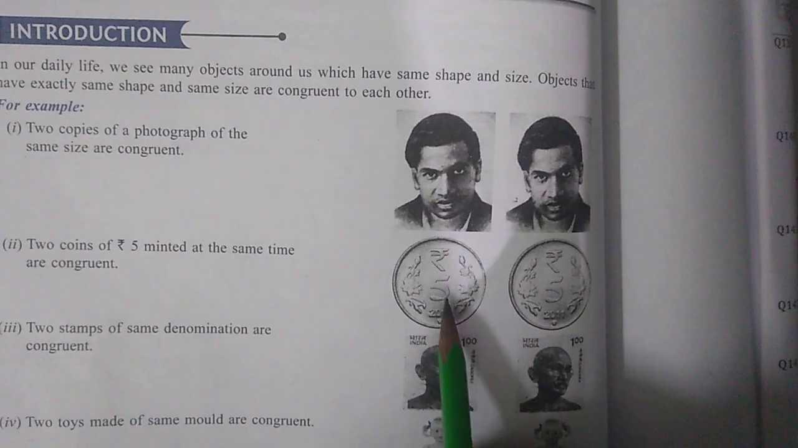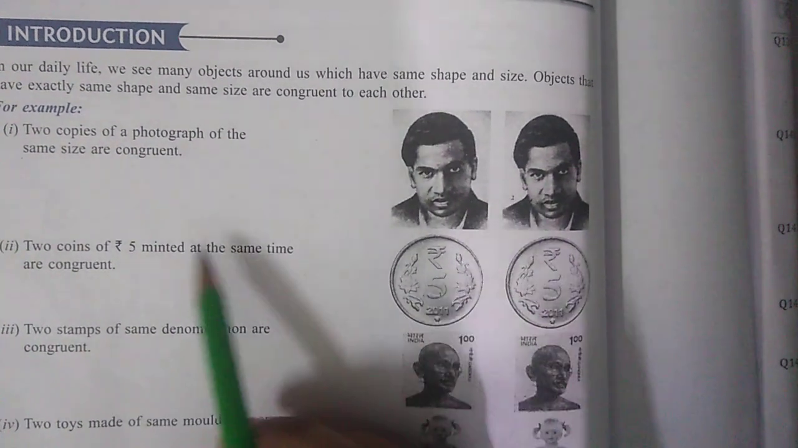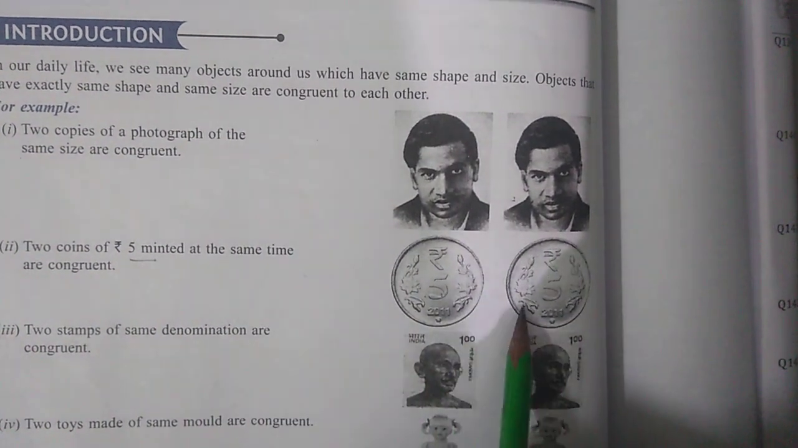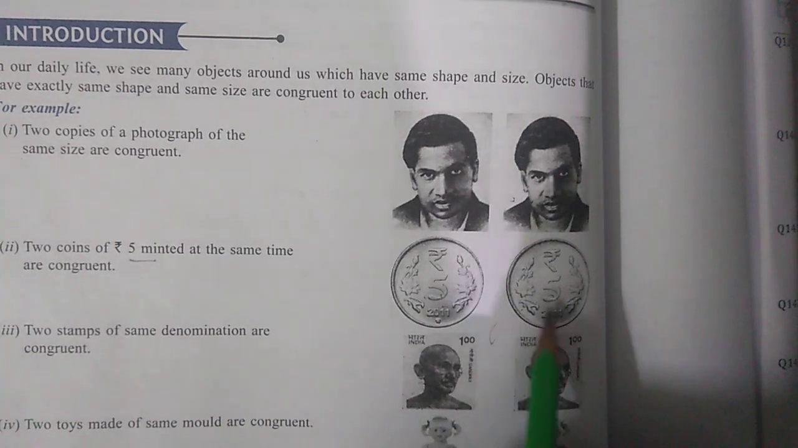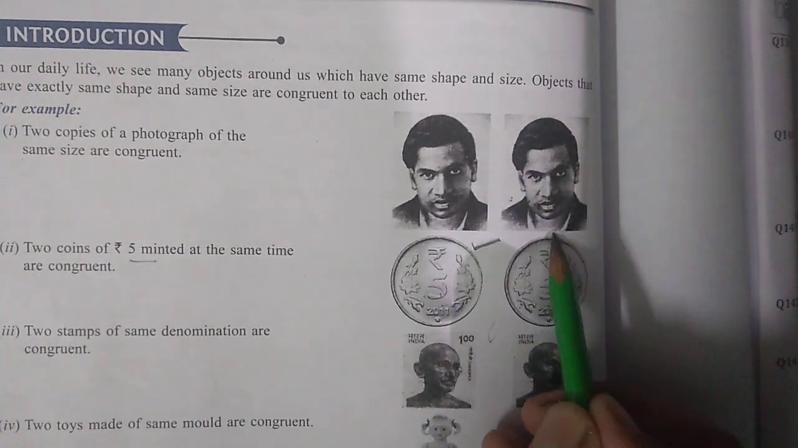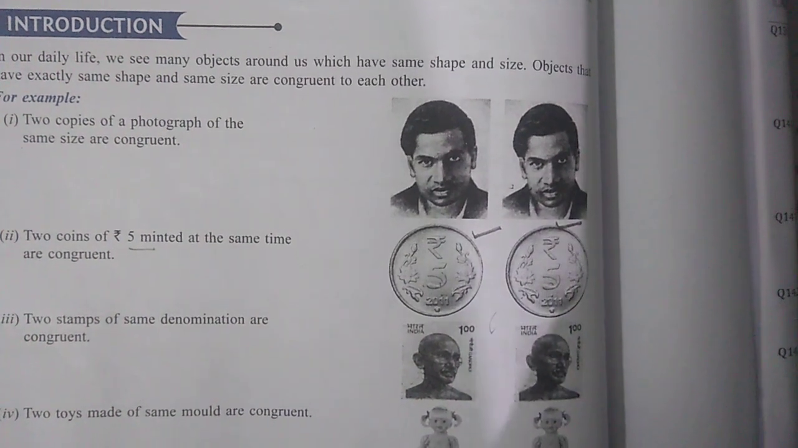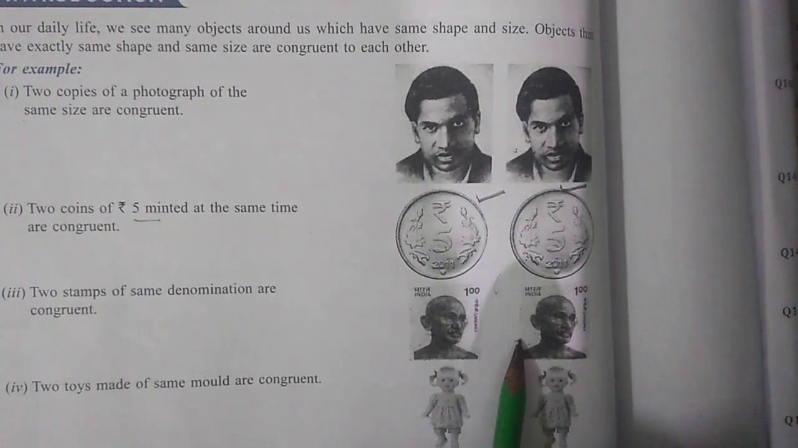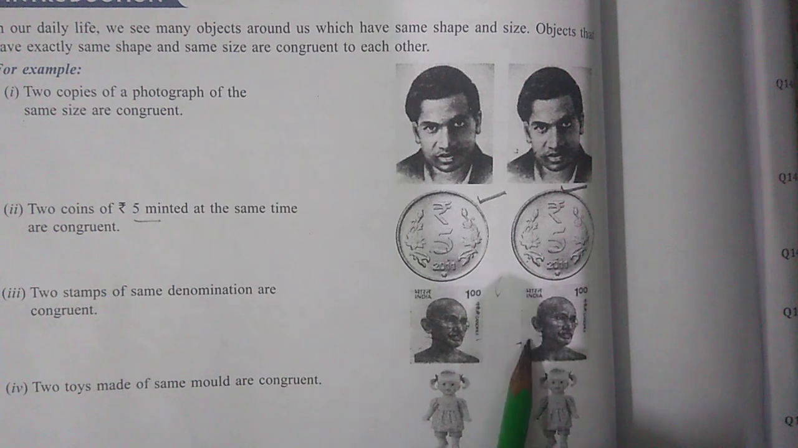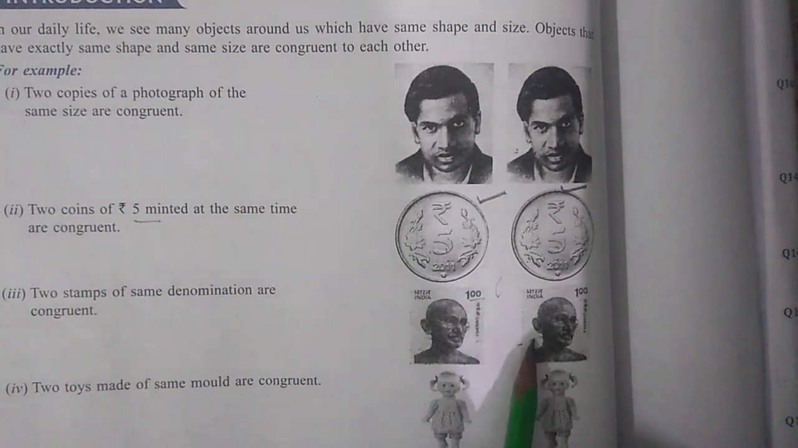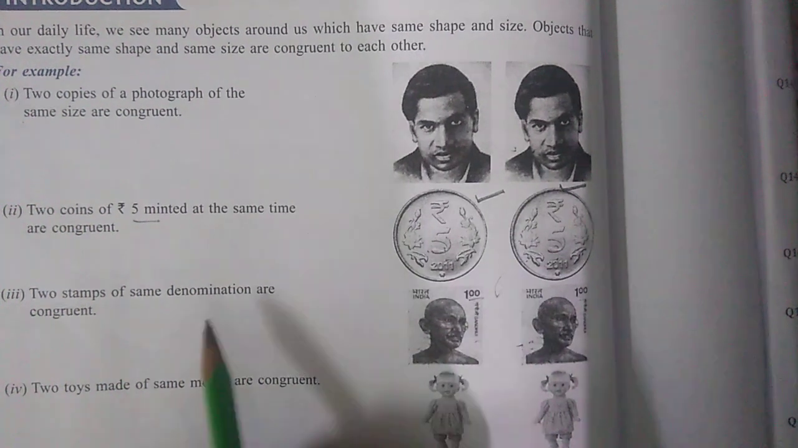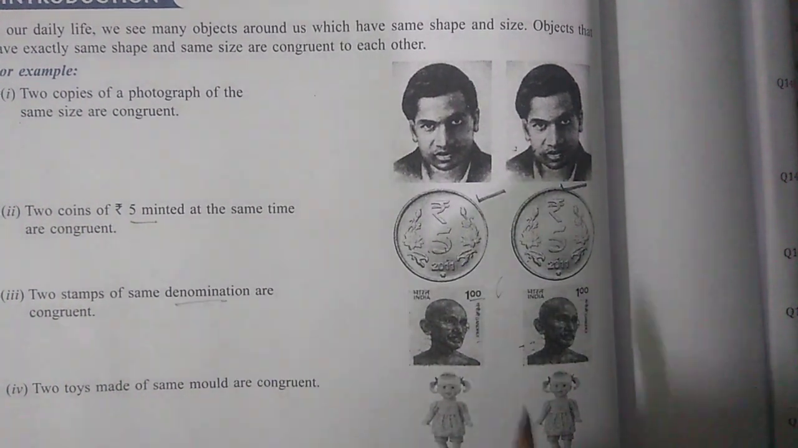Now in second example, we have two coins of rupees 5 and they are having same shape. They both are circular and they are of same size. So we can say that these two figures are congruent. Same, two stamps of same denomination, they are congruent. Okay, same amount. Denomination means amount, they are having same amount.